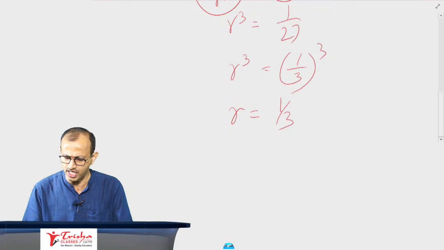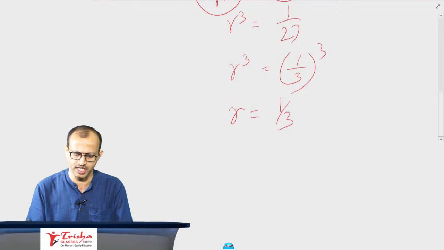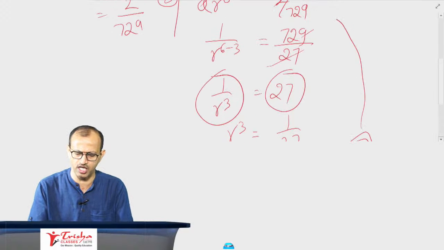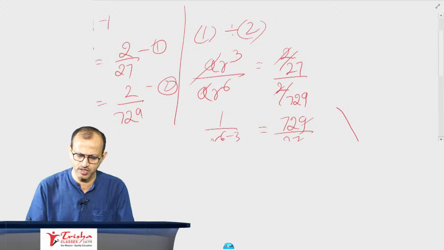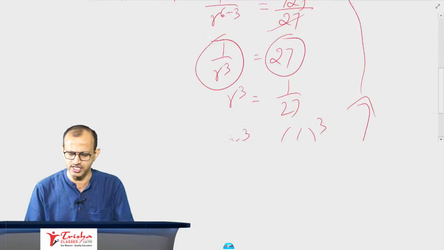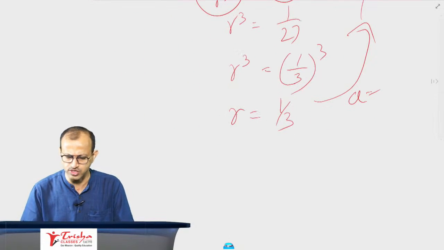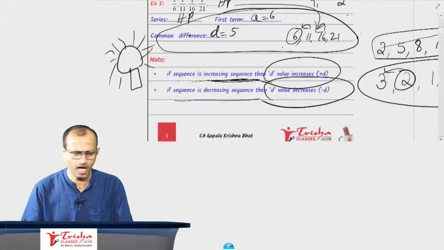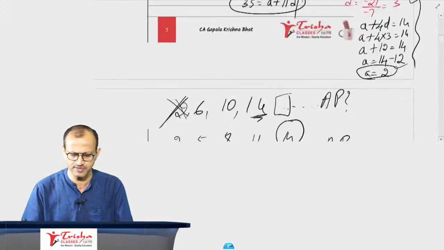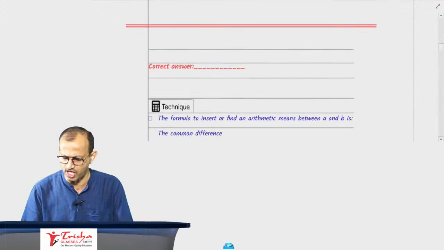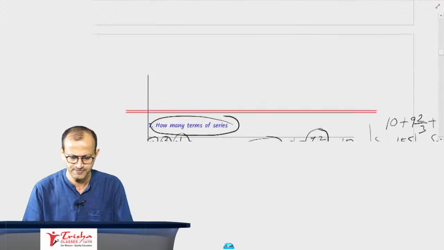Final conclusion here, r value 1 by 3. Substitute the r value in the first or second equation. Any one you substitute, you will get a is equal to 2. So, conclusion, a value 2, r value 1 by 3. Just worked out once again so that all of you are very clear with the working.